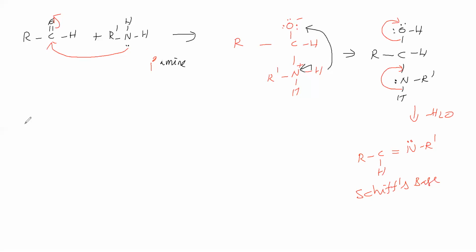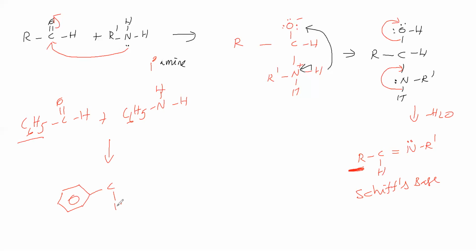Now in place of the aldehyde, I will take benzaldehyde. In place of the primary amine, I will take aniline. So what is the product? In place of R, C6H5. The remaining part we write as CH double bond N, and in place of R dash, C6H5 is there. That C6H5 we will write.